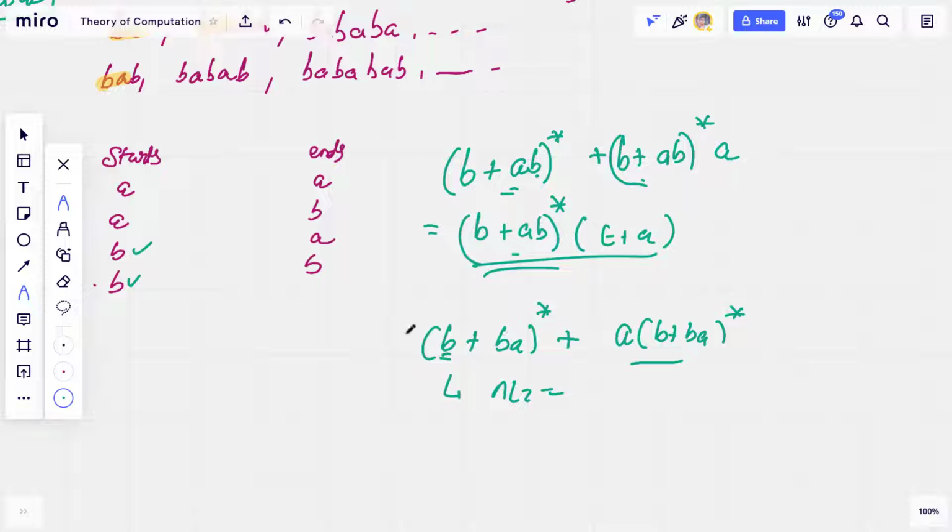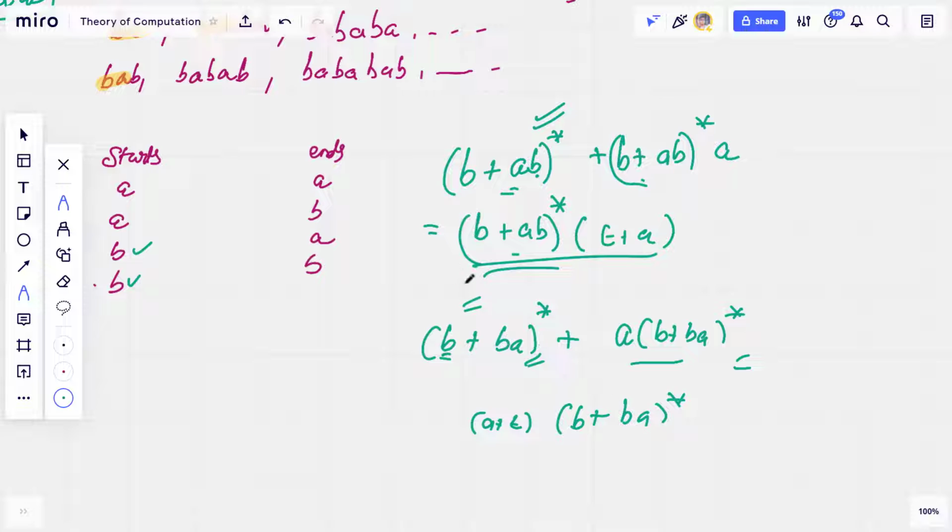This contains strings starting with B and this contains strings starting with A. Similarly here, this contains strings ending with B and that contains strings ending with A. So they are mutually exclusive groups, and we need these two terms for sure, otherwise we won't get our complete language. Epsilon is covered here too. So let's simplify it, taking it from the RHS. It will be A plus epsilon into B plus BA star.